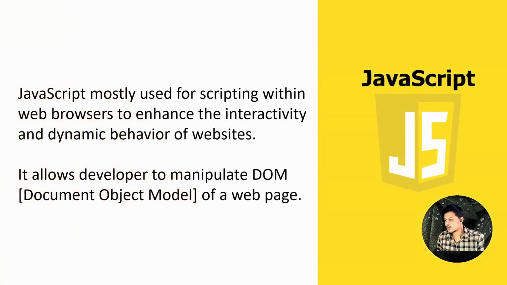Okay. So here we can see JavaScript is mostly used for scripting within web browsers to enhance the interactivity and dynamic behavior of web pages. It means we generally have normal HTML and CSS, but if we have a button and we want something to happen when we click on it, that interactivity we can do with JavaScript. And for dynamic behavior, on a button click we can change the data on HTML or any page in the web browser.